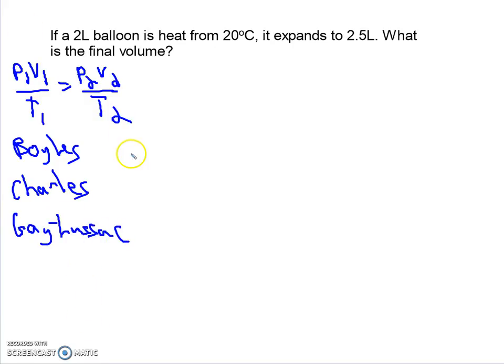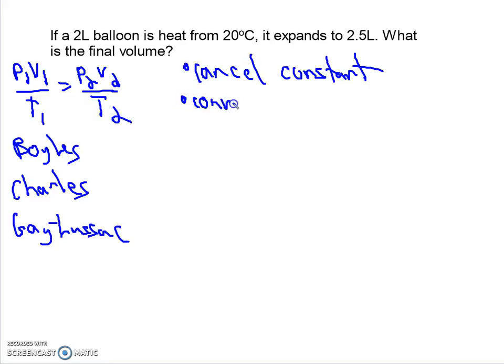And so you can cancel constant variables, and then you plug in and solve for your unknown. What else? Also, always convert to Kelvin. I don't know. Let's see if I find anything else.